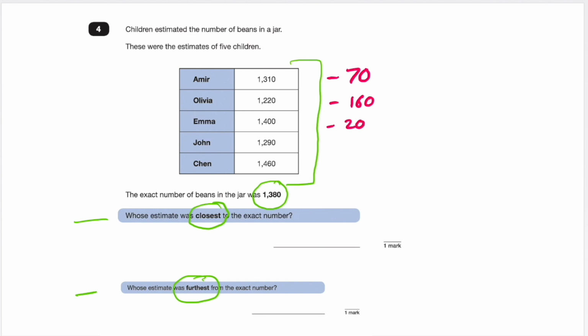And then John, 1,290. So he's 90 away. And then Chen was 80 away. Okay, so whose estimate was the closest? Well, we can clearly see that good old Emma got it only 20 away.